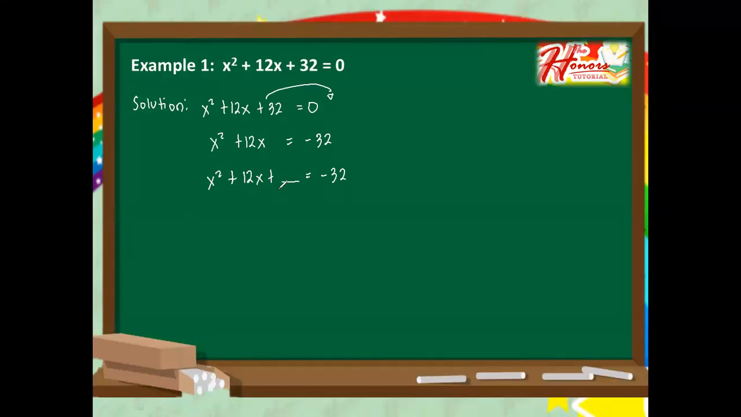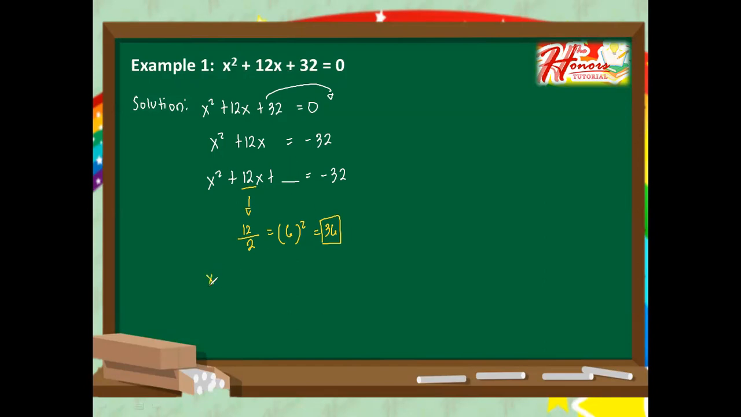And then how are we going to get the term here in our missing term? So this is what you are going to do. Just get the number on the second term. So that is 12. And then we are going to divide it by 2. And that is 6. And then we have to square it. Then it will become 36. So now we have here 36.